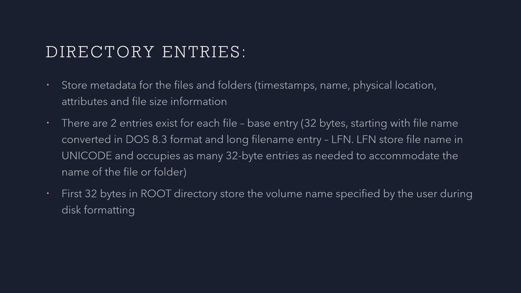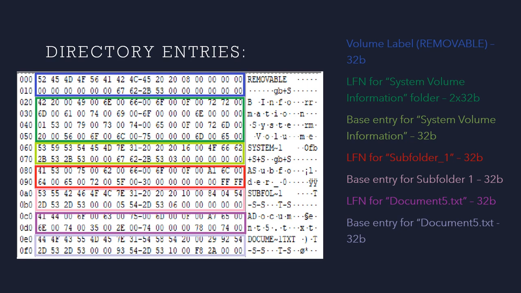The first 32 bytes in the root directory store the volume name that the user specified during the disk formatting. If we look at our disk in cluster 2, we see the contents of the root directory, and it starts with a 32-byte entry storing the volume label. In our case, it's REMOVABLE. So the first 32 bytes are only used for this volume label. After that, you see, I have marked entries with different colors.